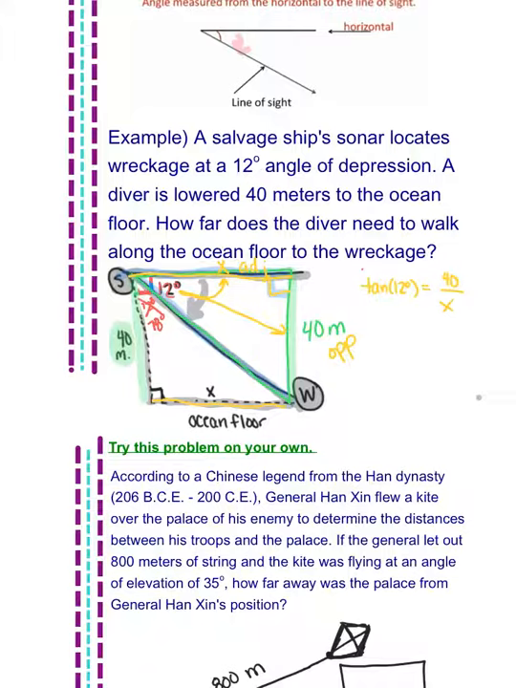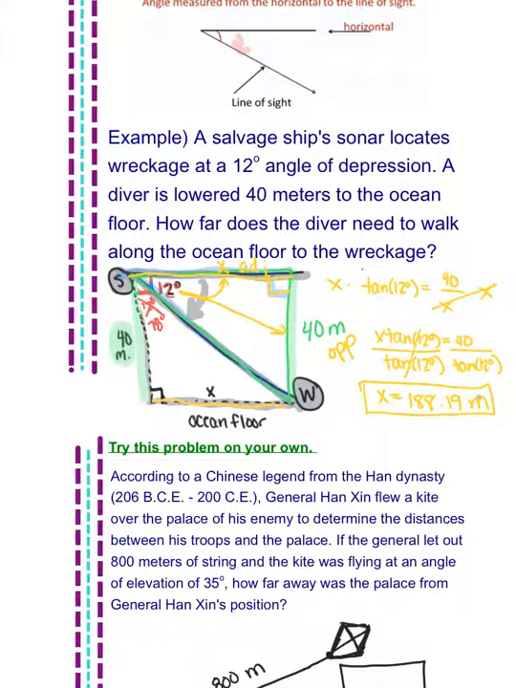Now this one's a little more complicated. I gotta get the X by itself, but it's in a denominator. So I'm gonna multiply by X on both sides to get it out. So I have X times tangent of 12 degrees equals 40. And now, since X is being multiplied by tangent of 12, I'll divide by tangent of 12. So I have X is equal to 40 divided by tangent of 12. I'm going to plug that in my calculator, and I get 188.19, and I'm in meters this time. So there is an angle of depression problem.